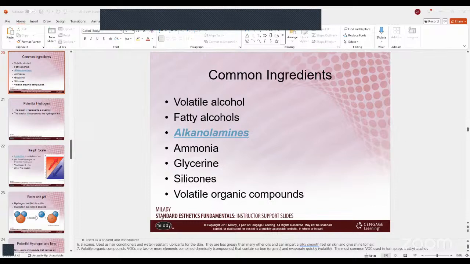And then we have volatile organic compounds, VOCs: two or more elements combined chemically, compounds that contain carbon, and evaporate quickly. We can go back up to alcohol, acetone, hairspray, spritzes. You spray it, it dries fast.